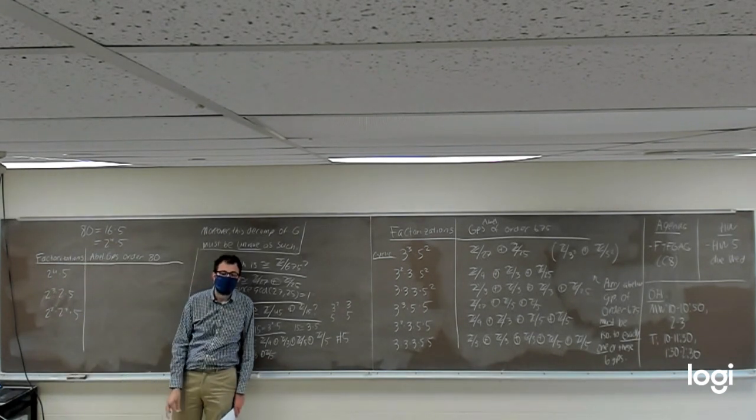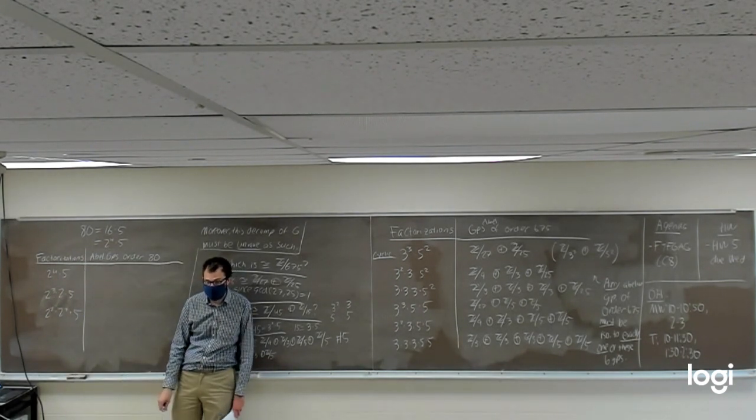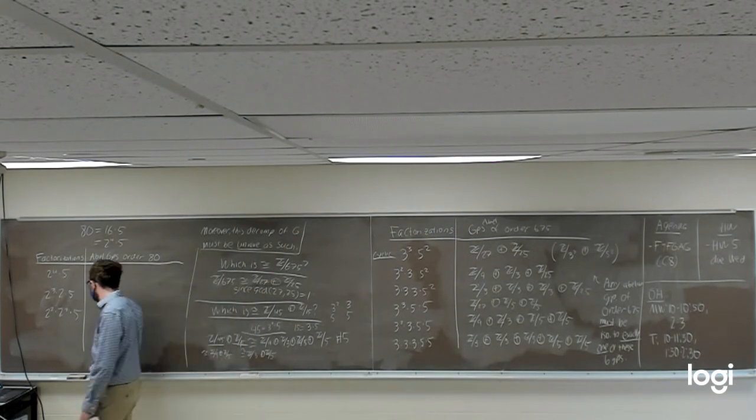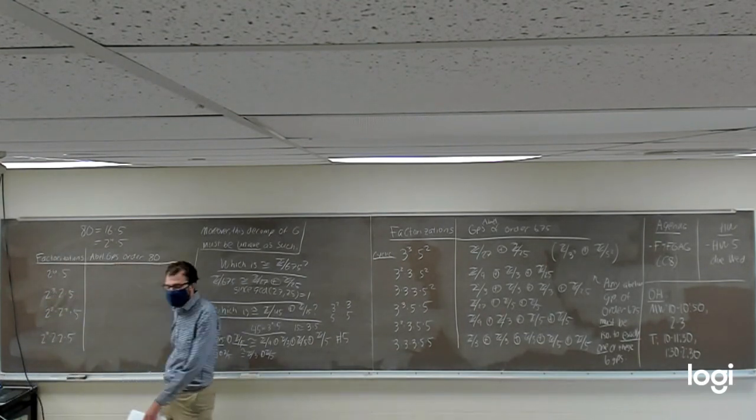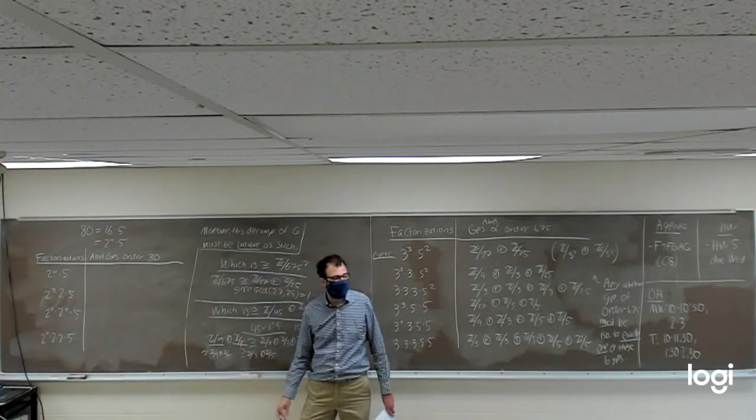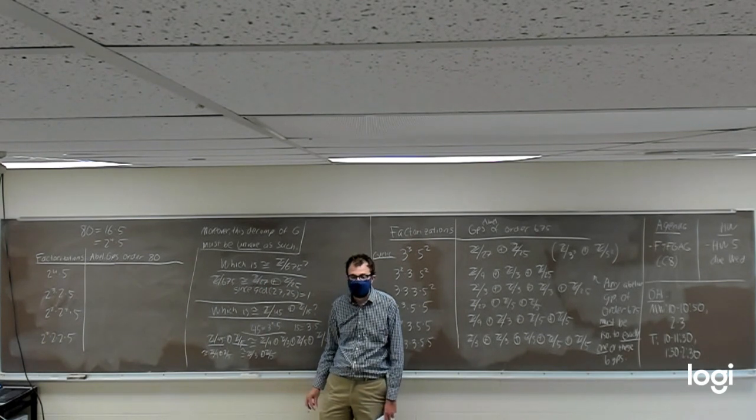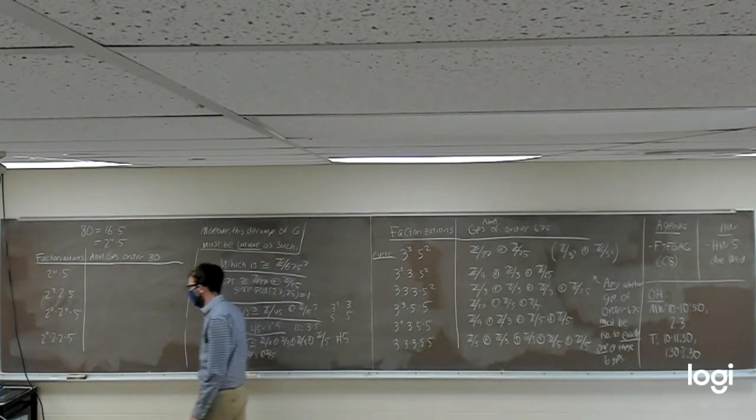Give me one. 2 squared times 2 times 2 times 5. Awesome possum. What's the last one? 2 times 2 times 2 times 2 times 5. I like it.